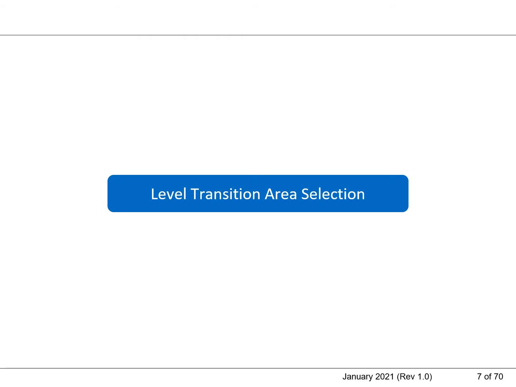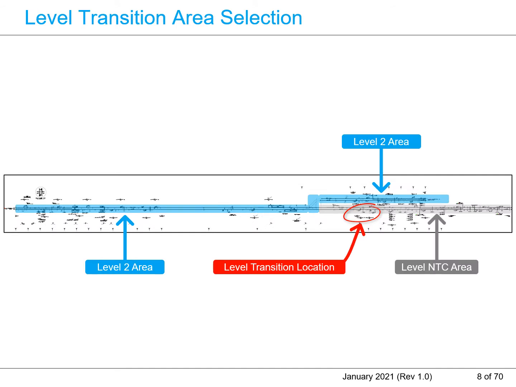The next section of this module explains the initial selection of the ETCS level transition area. The area highlighted in blue color in this diagram is where the trains will be operating in ETCS Level 2, without trackside color light signals. The area highlighted in gray color in this diagram is where the trains will be operating in ETCS Level NTC, with trackside color light signals. The level transition location or border from Level 2 to Level NTC unlikely coincides with the level transition location or border from Level NTC to Level 2, due to the different requirements.